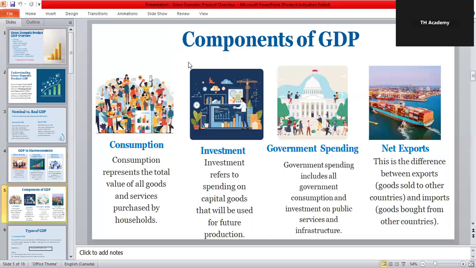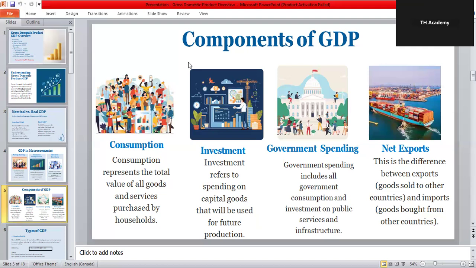Now, components of GDP. GDP is made up of four important main parts that together show how money moves through the economy. First one is consumption. This is the spending done by households. It includes things like buying food, clothes, or paying for services like healthcare or education. Next one is investment. This means spending by businesses on machines, tools, buildings, or any other item that helps produce goods in the future.